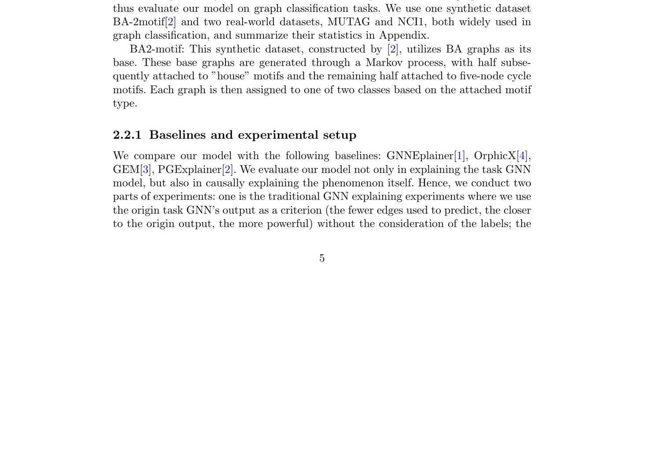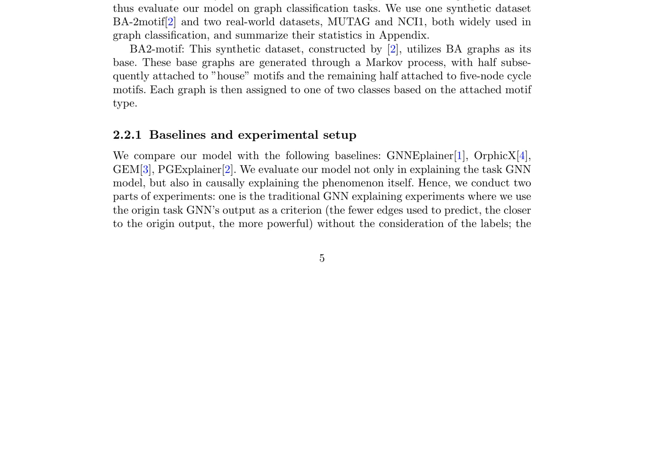Computational results on benchmarks compare the proposed model with baselines such as GNNExplainer, Orphic X, GEM, and PGExplainer. The model is evaluated in two parts: traditional GNN explaining experiments, focusing on the task GNN model's output without considering labels, and causal explanation experiments, which consider labels and aim to explain underlying causal factors contributing to the task.